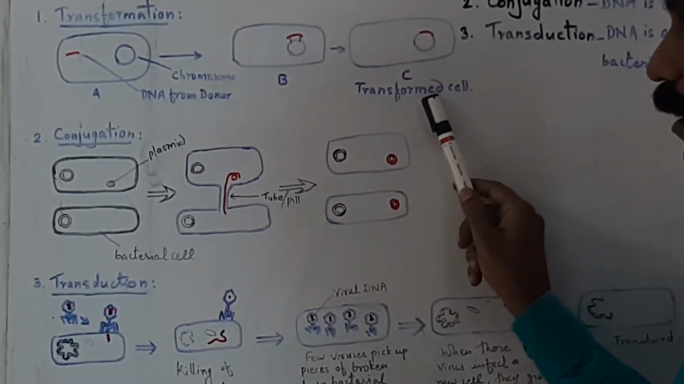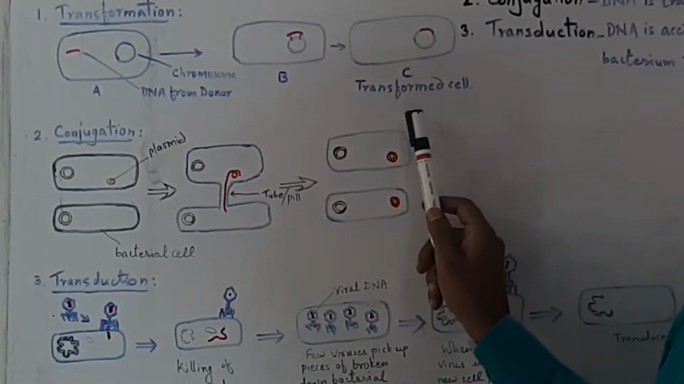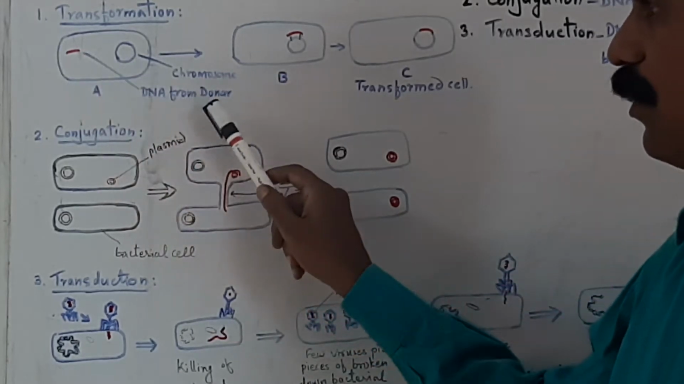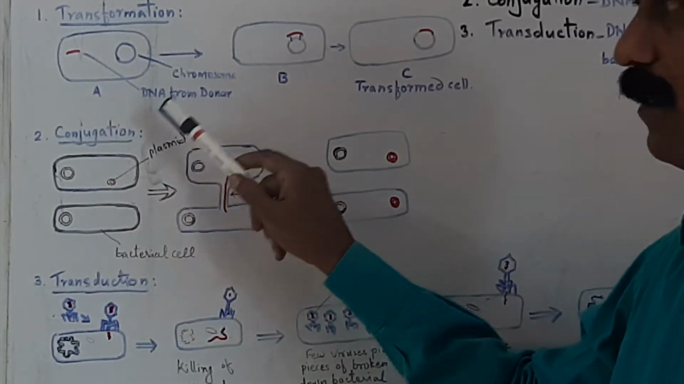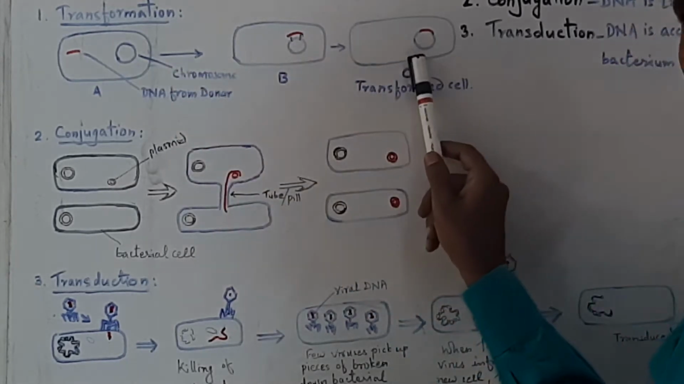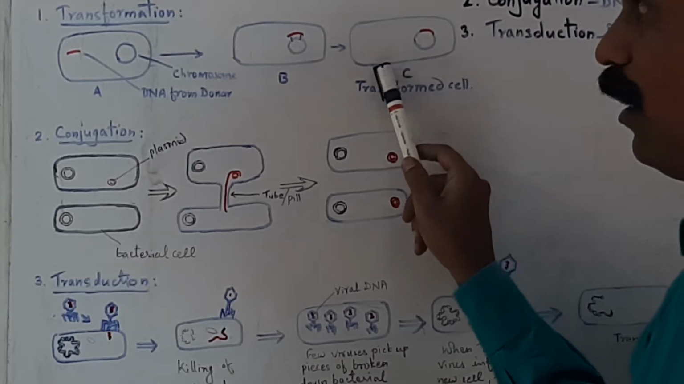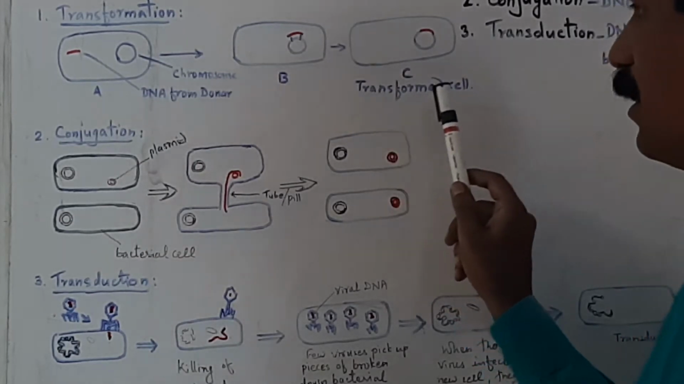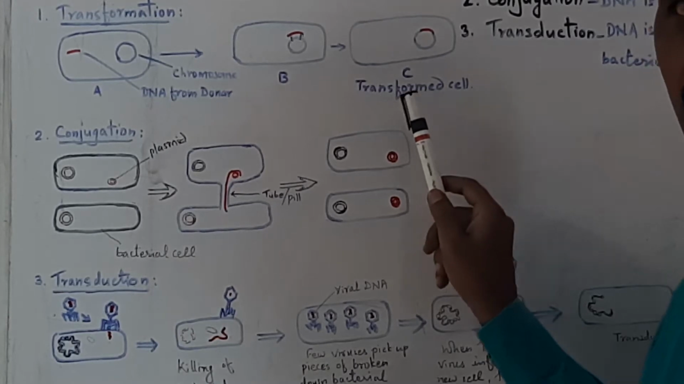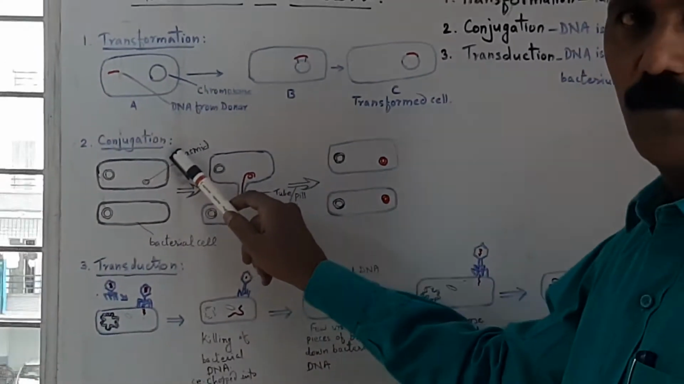So here the transformation process is completed, where the foreign or donor DNA is combined with the host DNA, and this is now a new or transformed cell of the bacterium. And now the second point, that is conjugation.